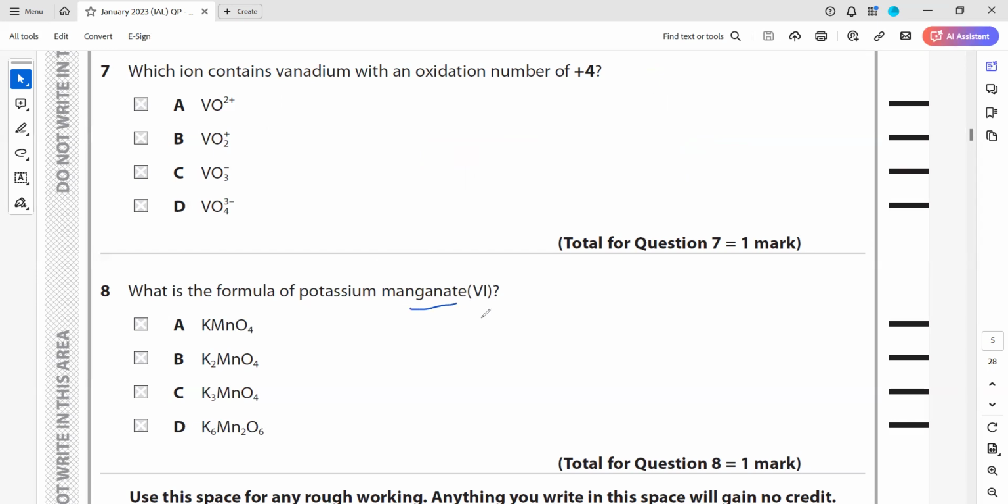What is the formula of potassium manganate 7? Manganate means MnO4 with a charge of minus 1, and potassium is K, which has a valency of plus 1. So potassium manganate 7 is KMnO4. So A will be the right answer. How do we identify it? The net charge is minus 1 on manganate, manganese is plus 7, each oxygen is minus 2, so 4 will be minus 8. So plus 7 minus 8 gives minus 1. And minus 1 and plus 1 will become KMnO4.